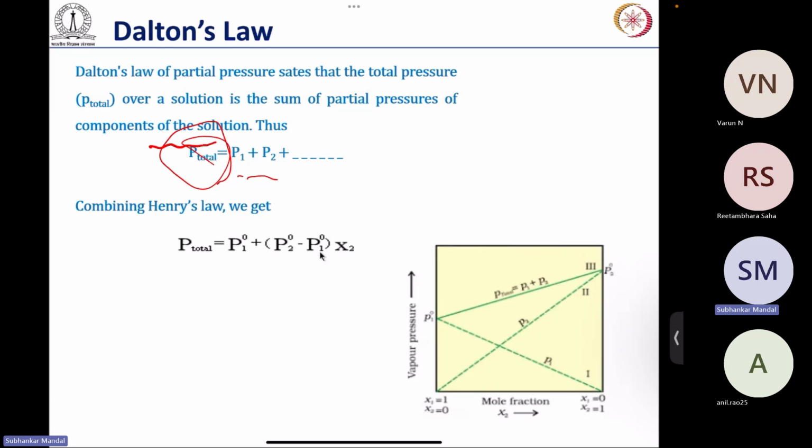So here in this graph we have discussed that x1 is equal to 0, so this is the partial pressure P1, that is the pure pressure, and x1 is 0, x2 is 1, that is the pure partial pressure of x2. And if you mix different components, then it will give a straight line. So this is the partial pressure or total pressure of the solution.